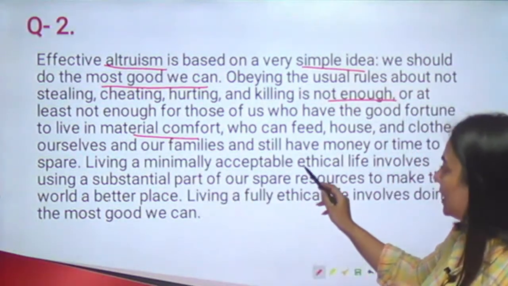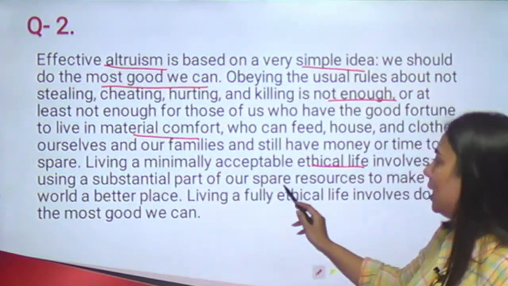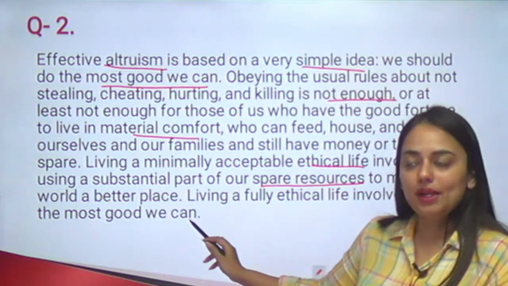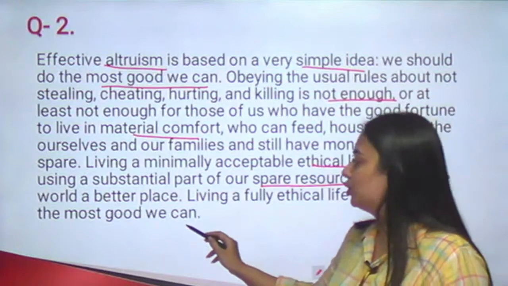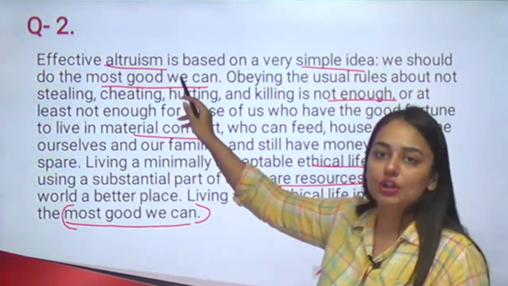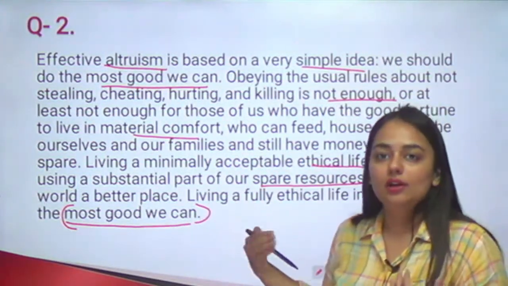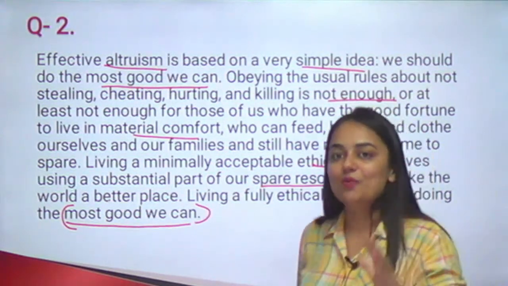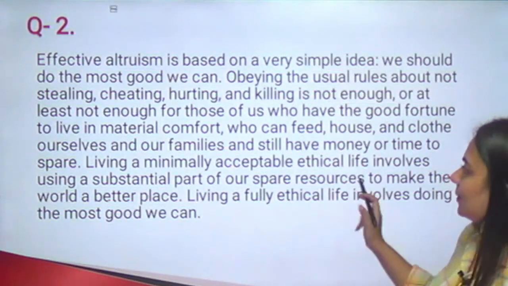Living a minimally acceptable ethical life involves using a substantial part of our spare resources to make the world a better place. Living a fully ethical life involves doing the most good we can. So this phrase that he used initially, he tried to explain it in his terms, what living an ethical life is, what being an altruist is.